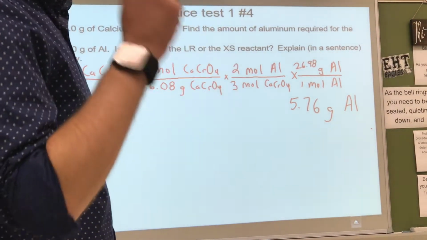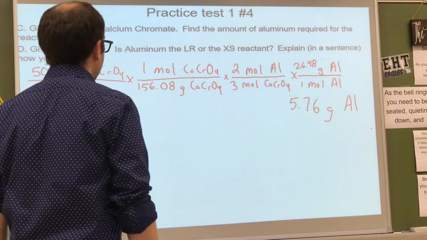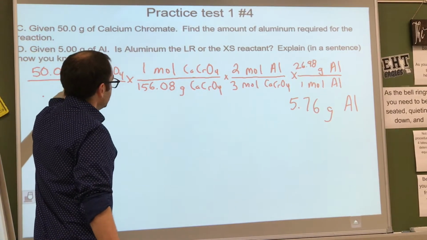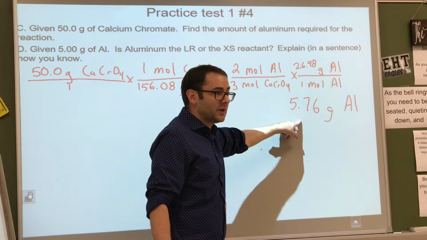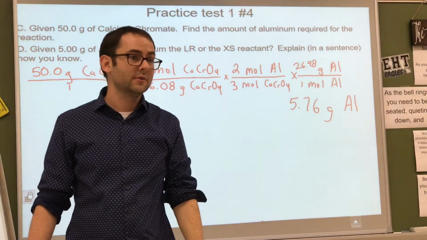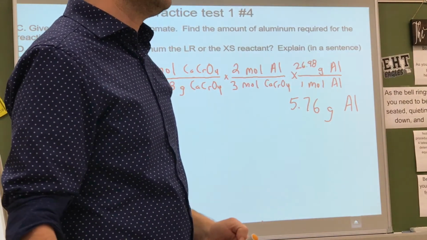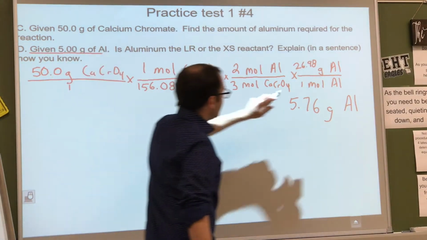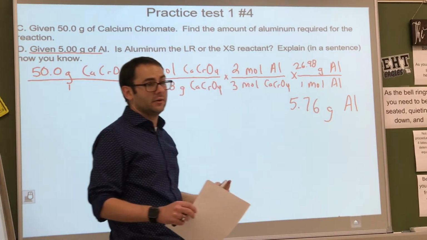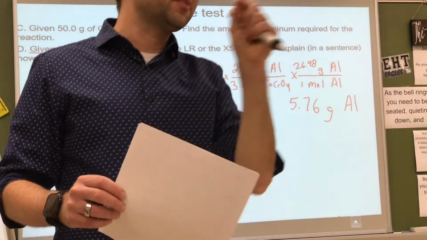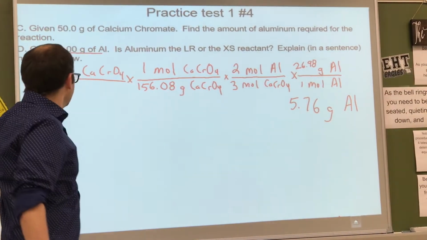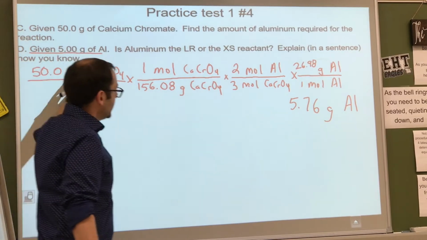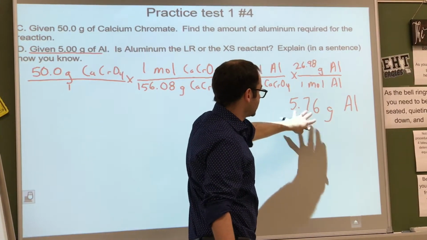It says you're given 5 grams of aluminum. Is aluminum the limiting reactant or the excess? Okay, if you're given 5 grams of aluminum, what does this mean? What's that? There's excess. Not that there's excess, because you're only given 5. What does this 5.76 grams of aluminum mean? Yeah, Andy? That'd be like the perfect amount. That would be the perfect amount to use all of this, right? So if we wanted to use all 50 grams of calcium chromate, we would need 5.76 grams of aluminum.